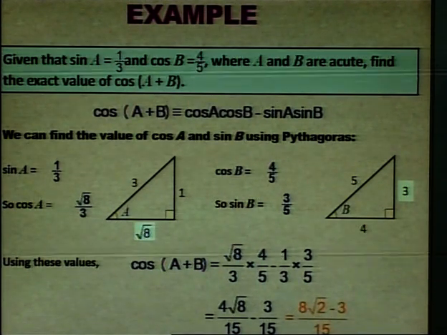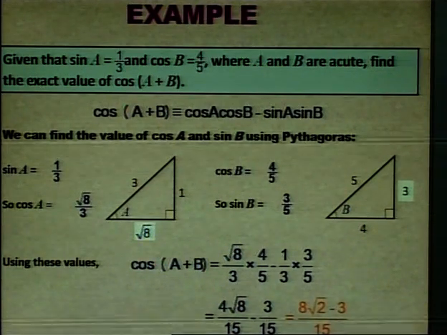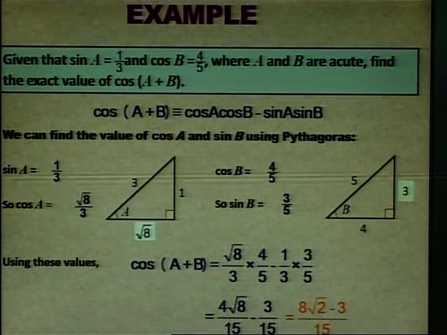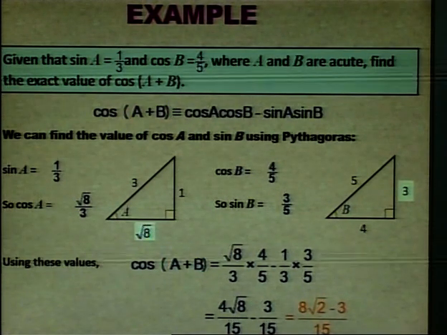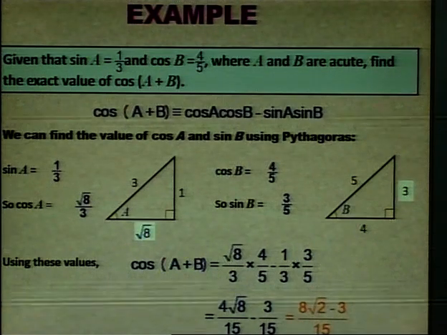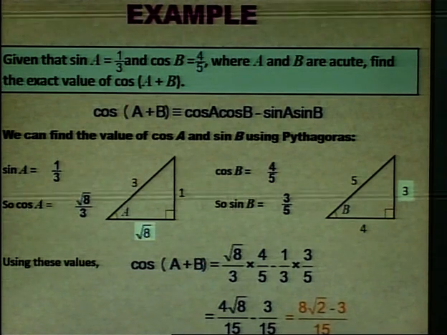because square root 8 you can write square root 4 into 2, but square root 4 is 2. So, 2 will be multiplied by 4. So, that is 8 square root 2 minus 3 upon 15. So, this is the required value of cos of A plus B.